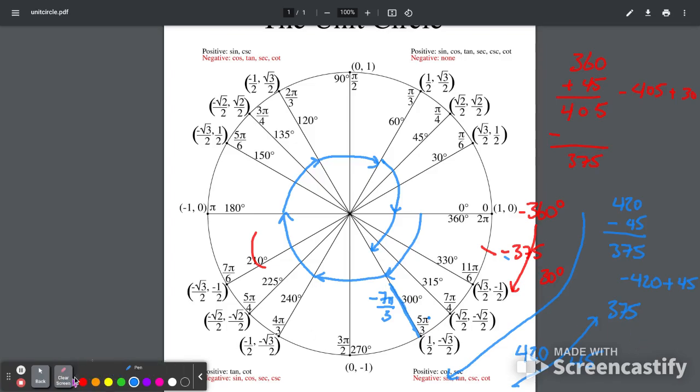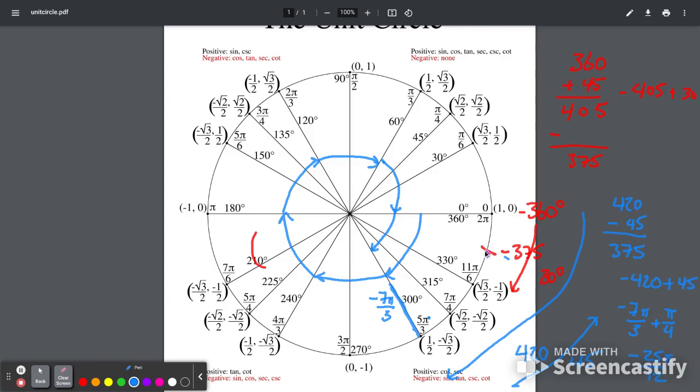So let me, boom, eraser. Get rid of this for a second. Kind of clear up my spot there. And so I'm at negative 7 pi over 3. That's my negative 420. And then I'm going to add 45 to that. Well, 45 is always the same, so that's just going to be my pi over 4. And when I add that, that'll bring me back to that negative 375. Okay, and that negative 375, when you put those two together, that's when we're going to get to that negative 25 pi over 12.